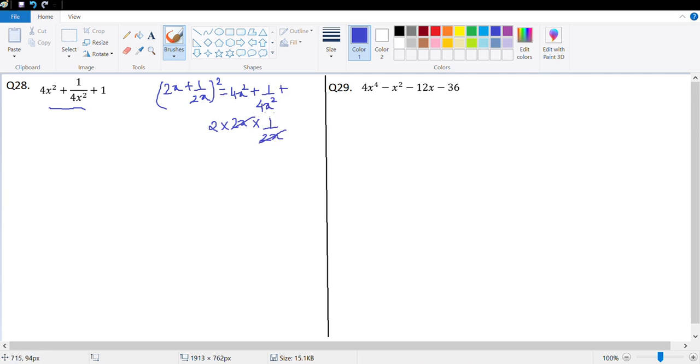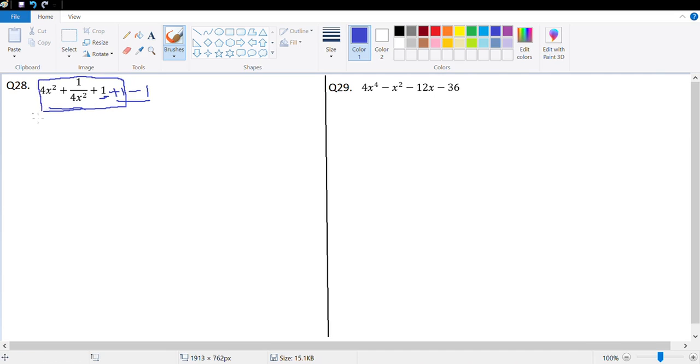I need a 2 here, right? But I have only 1. So if I need a 2, what should I do? Yes, I could add a 1 and I could subtract a 1, right? I have added 1, I have subtracted 1, which means I haven't changed the expression. But what this has helped me do is the first 4 terms will become 2x plus 1 upon 2x whole square, and this obviously is negative 1 the whole square.